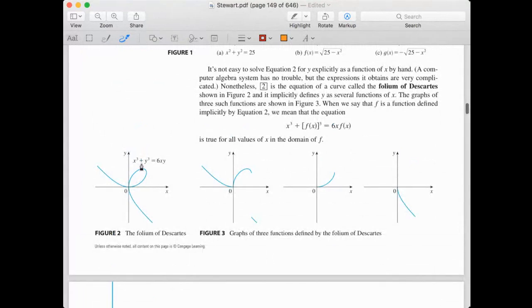You see x cubed plus y cubed equals 6xy is this curve. Obviously, it's not a function. But even if it's not a function, we can still talk about a rate of change, right? At any point, we have this tangent line. We can talk about the rate of change. Same thing here, right?